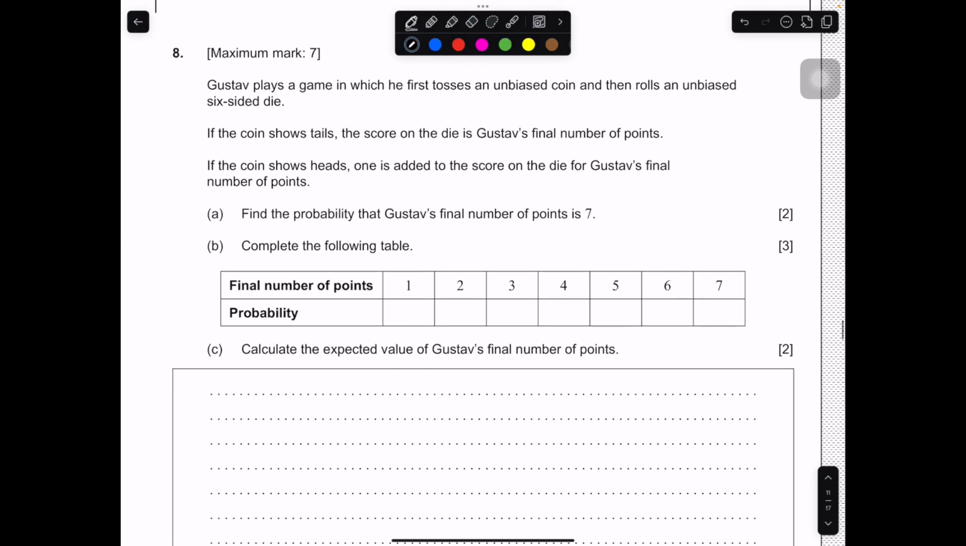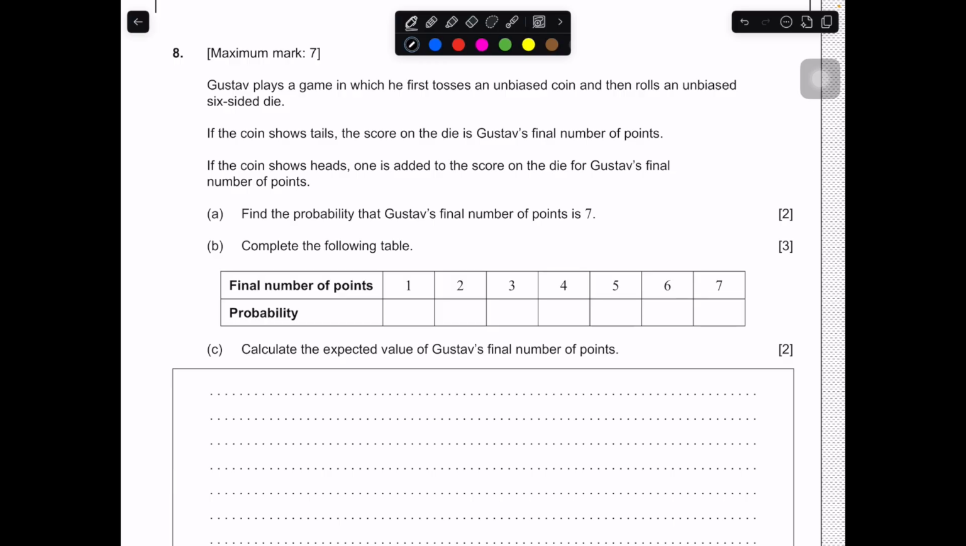Alright, let's go on. Question 8. Gustav plays a game in which he first tosses an unbiased coin and then rolls an unbiased 6-sided die. If the coin shows tails, the score on the die is Gustav's final number of points. If the coin shows heads, 1 is added to the score on the die for Gustav's final number of points. Part A asks us to find the probability that Gustav's final number of points is 7.